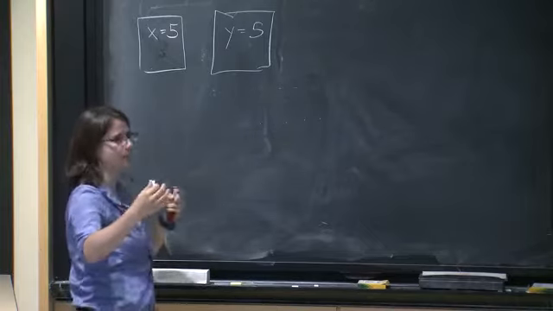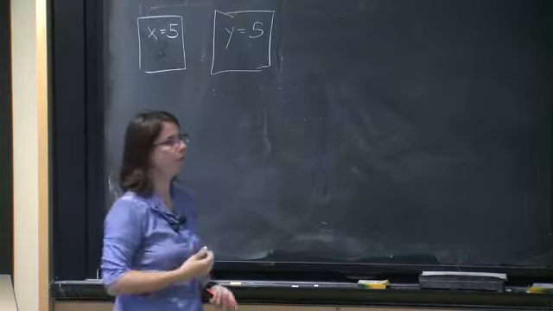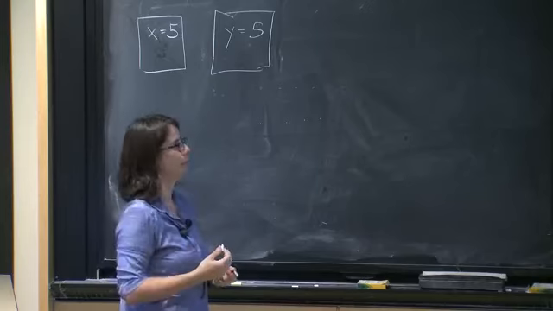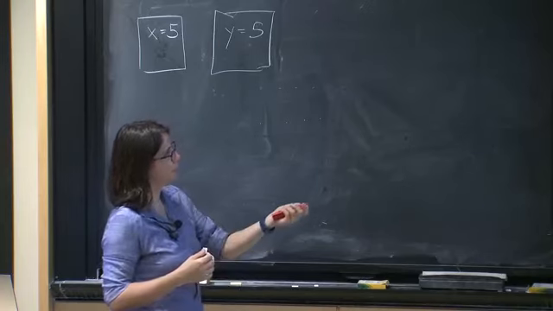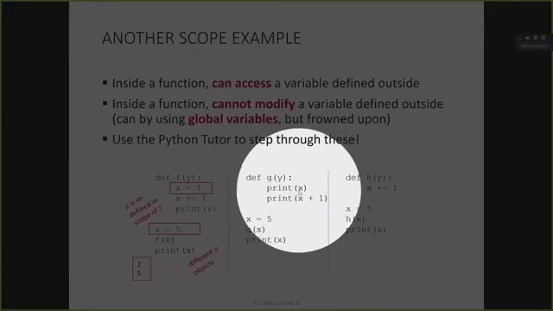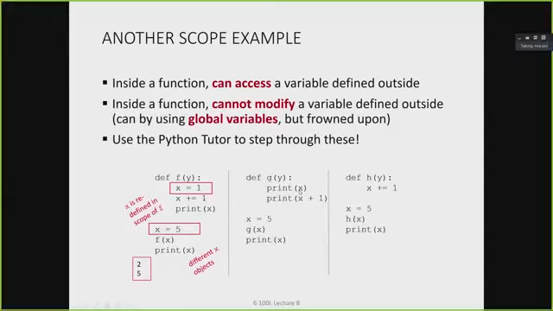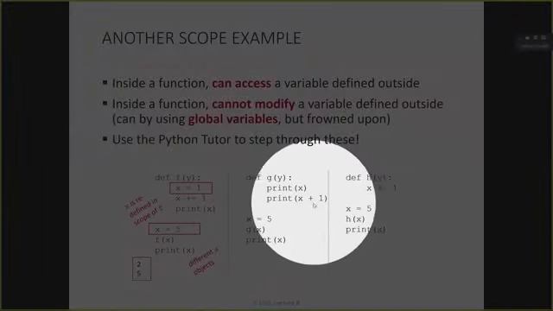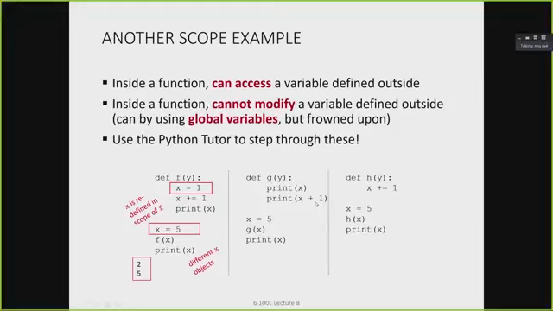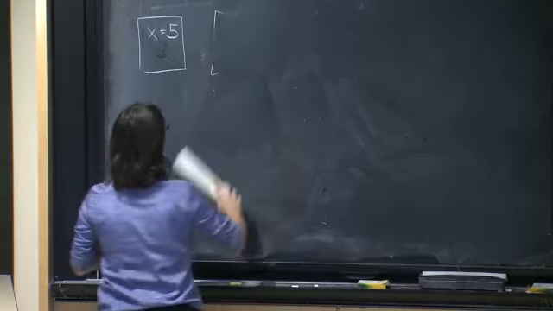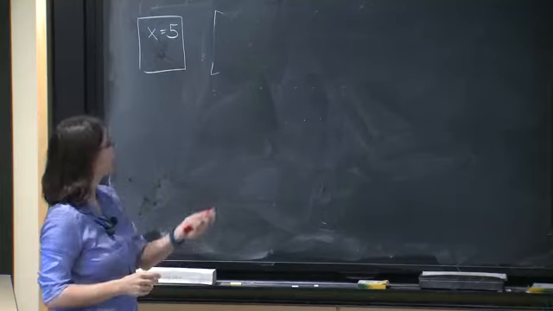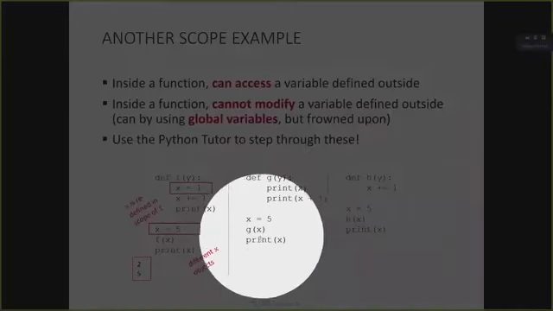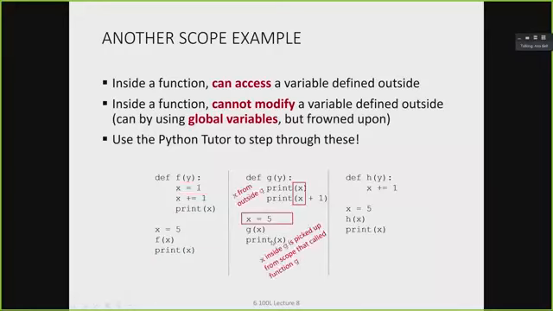And if that larger environment didn't have one, it would look further out and further out until it doesn't have an environment to look at. So g is going to print the value of x, which is 5. And then it's going to print x plus 1, which is 6. And then it's done. It returns None. And then as soon as it returns None, this scope goes away. And what we're left with is the global program. And we print x, which is still 5.